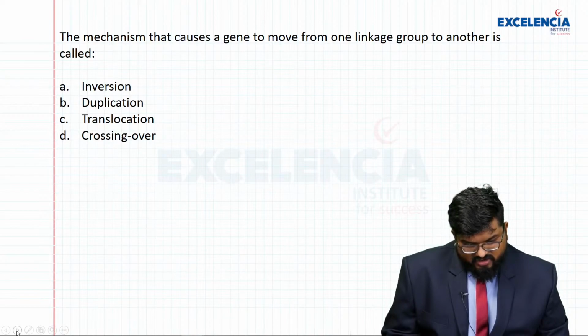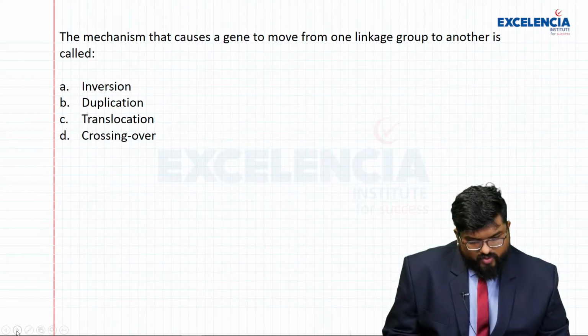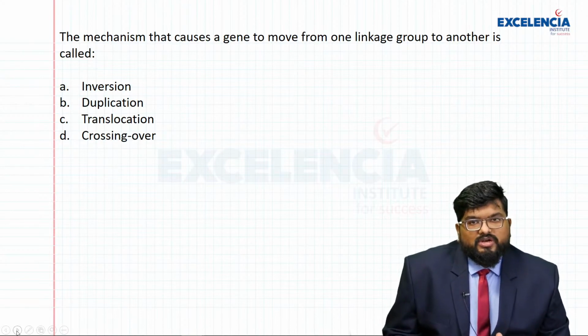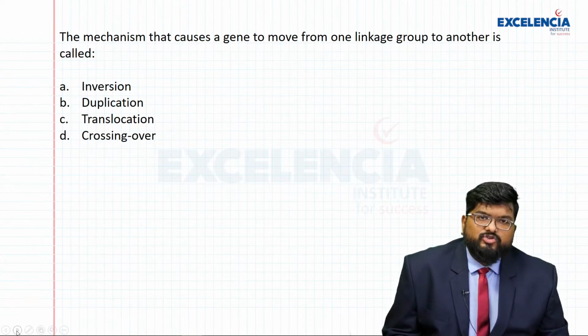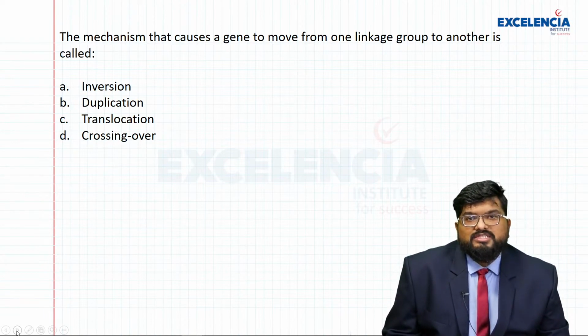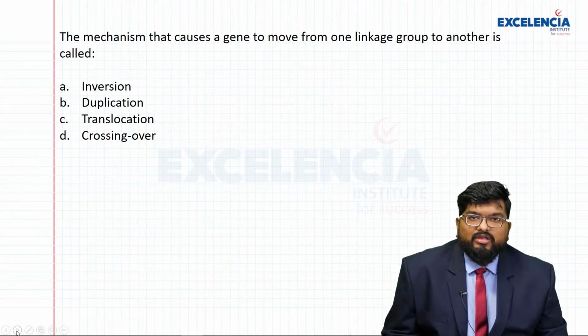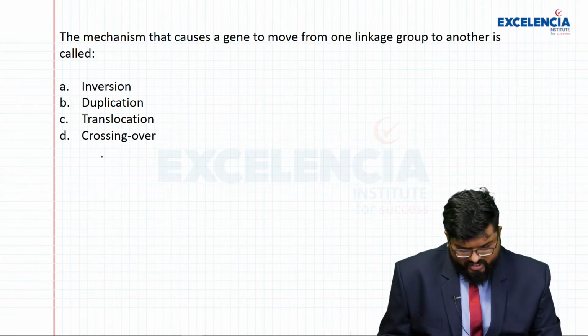Next, the mechanism that causes a gene to move from one linkage group to another is called. Now here we need to understand what linkage groups are first, and then we will move ahead to whatever is given over here. Linkage groups. Recall Morgan's experiment. Morgan gave us the idea of linkage.